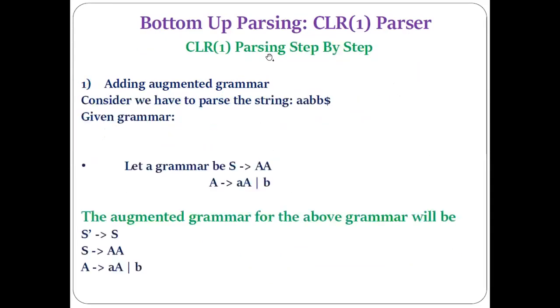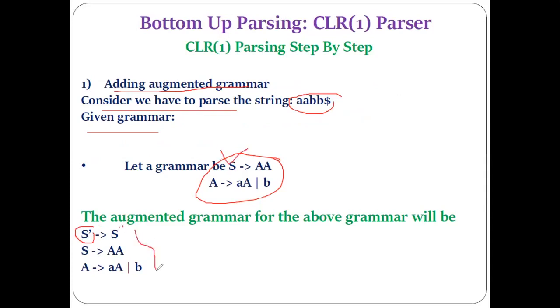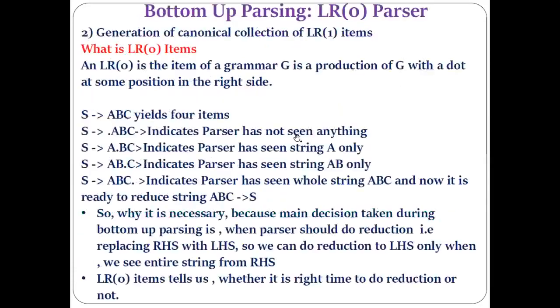So the first step is adding the augmented grammar. You already know how to create the augmented grammar. Suppose we are given the string AABB dollar, and we are given this grammar. This grammar can be easily augmented by introducing the new non-terminal S dash, deriving the starting symbol of this grammar S, and writing the rest of the part as it is. So this is the adding of the augmented grammar.